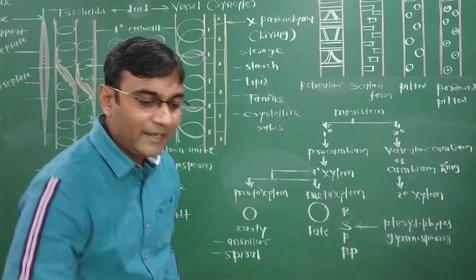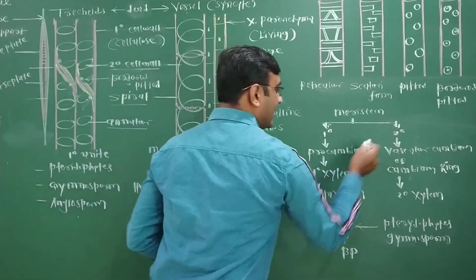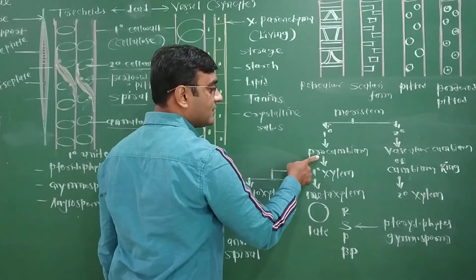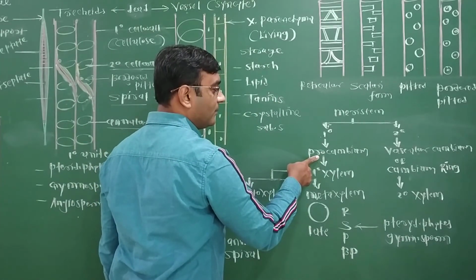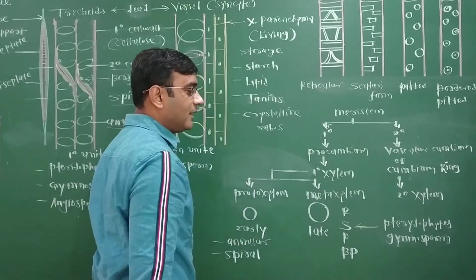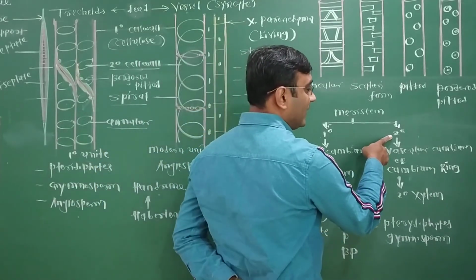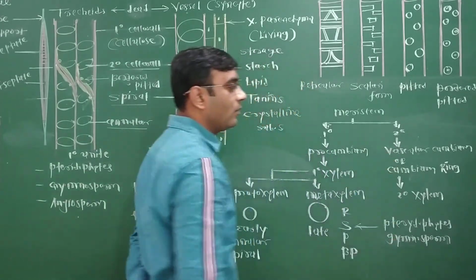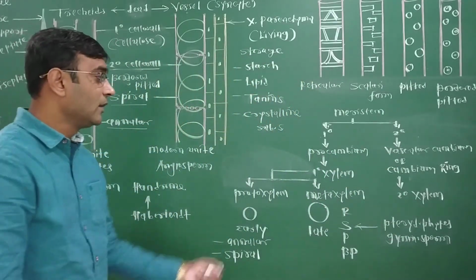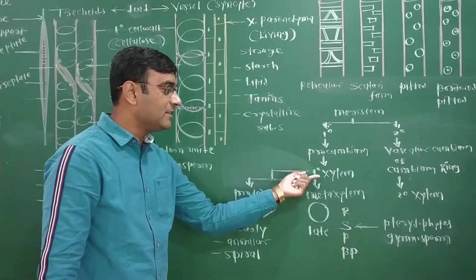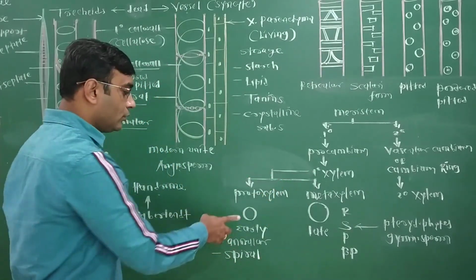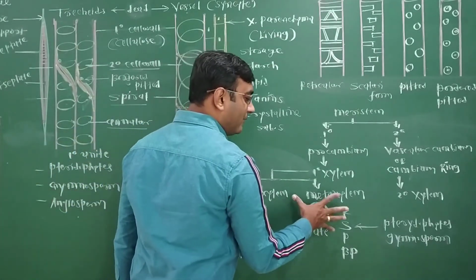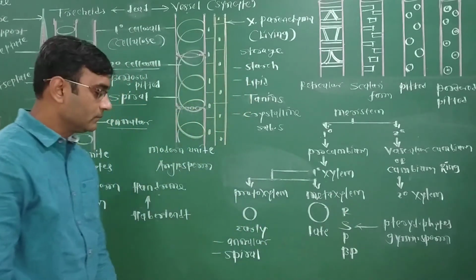So meristem is of two types, primary and secondary. The region of primary meristem, that is procambium, develops the xylem, so that is primary xylem. Which portion of secondary meristem develops the secondary xylem? Vascular cambium. Primary xylem is divided into two. That which develops early with narrow diameter is protoxylem. That which develops late with wide diameter is metaxylem.